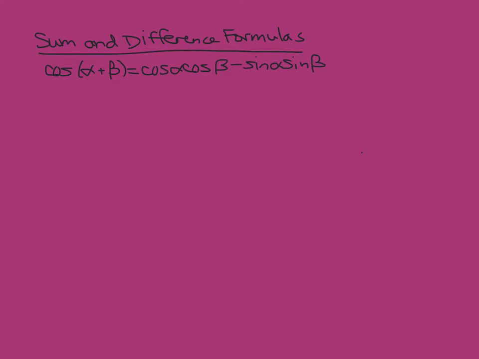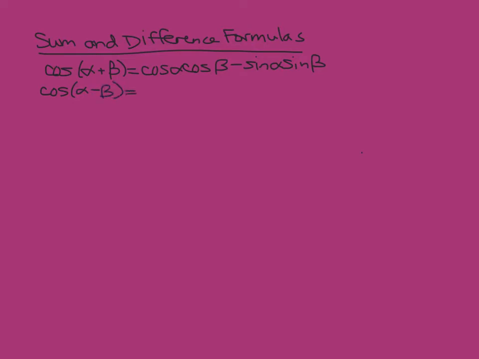So my first one is if I have a cosine of two things that are being added together, I can rewrite that as cosine of the first thing times cosine of the second thing minus sine of the first thing times sine of the second thing. So the second one is if we have the same thing but they're being subtracted.